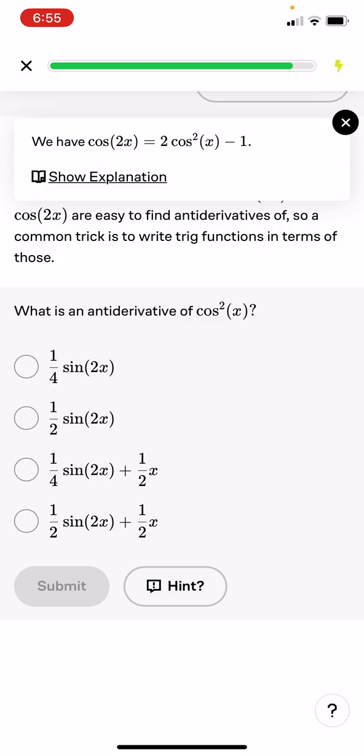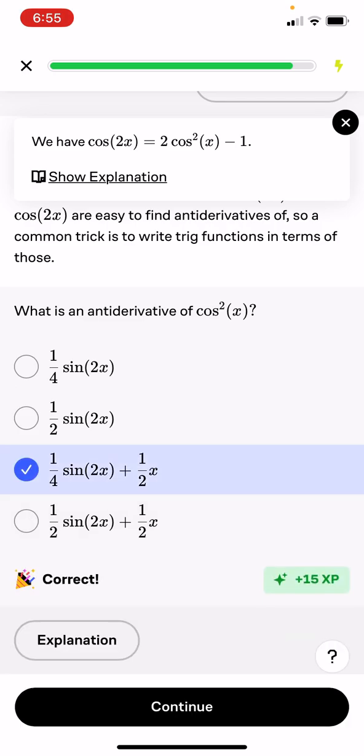So let me just get the hint quickly. We have cosine 2x equals 2 cosine squared x minus 1. Antiderivative then? This one, it has to be plus. And 1 over 2, or 1 over 4. Okay, good.